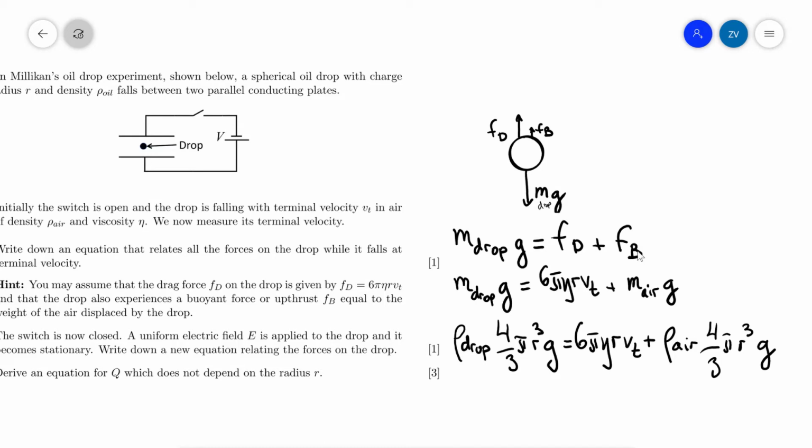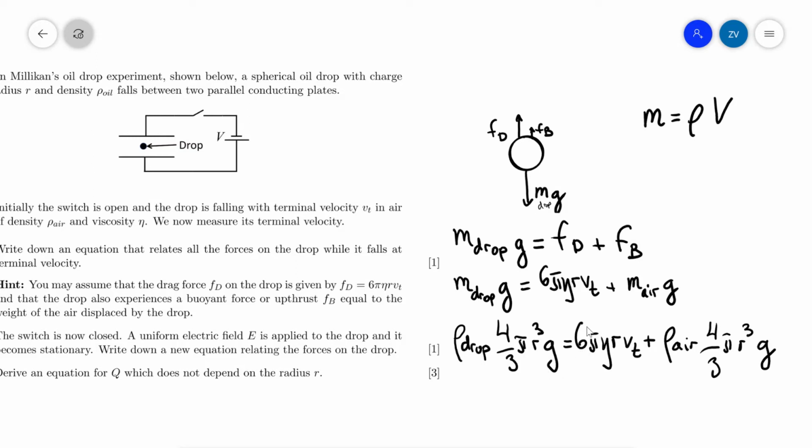Now, because we're given all of these densities, and throughout this problem I'm going to be using quite a lot that the mass in general is given by density times volume. This means that we can represent the mass of the drop as the density of the drop times the volume. So the mass is given by the density of the drop, rho drop, times 4/3 pi r cubed, where r is the radius, times g.